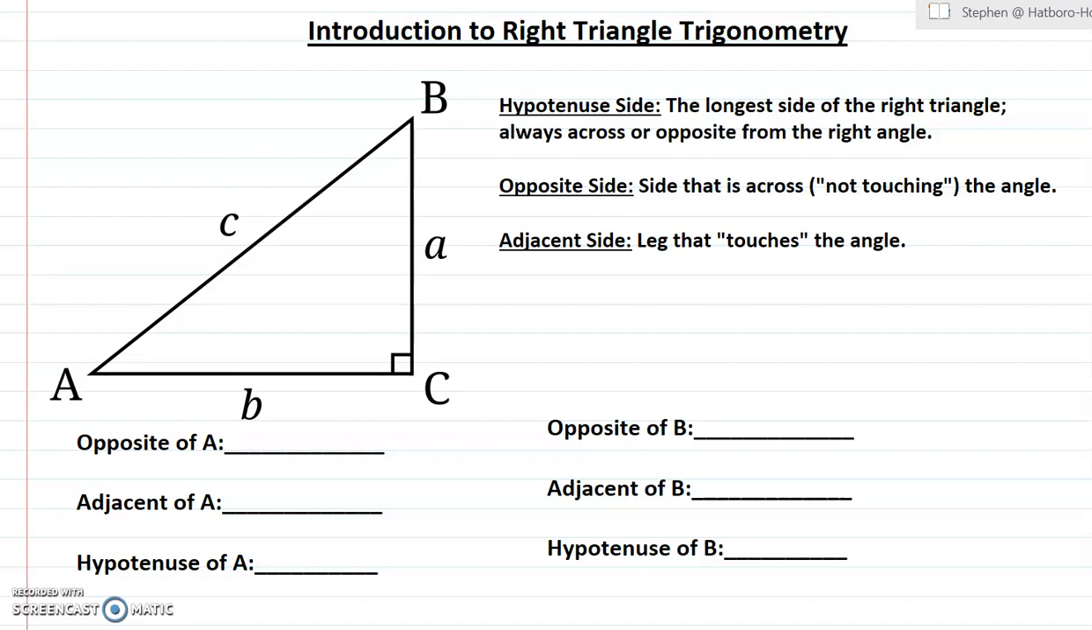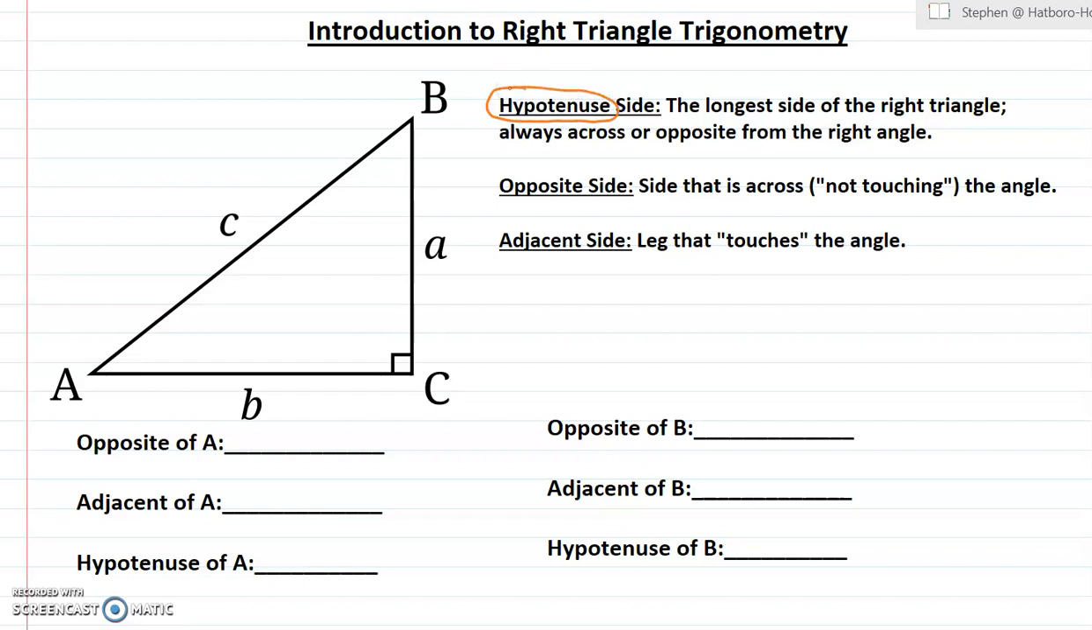Hi everyone, this video is going to serve as a quick introduction to right triangle trigonometry and some vocabulary we'll be using over the course of the next few days. This video is going to talk about the terms hypotenuse, opposite, and adjacent. Taking a look at the notes here on the screen, whenever we talk about a right triangle, we are going to talk about the three sides of a triangle in these terms.